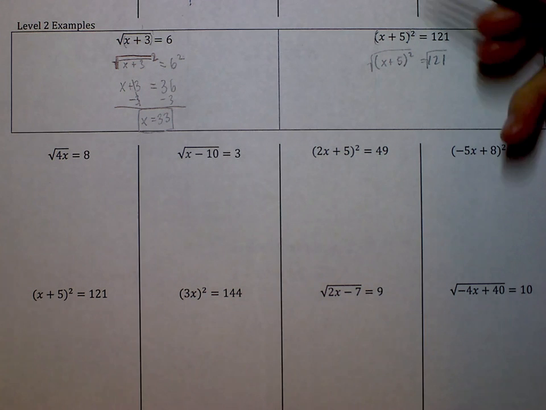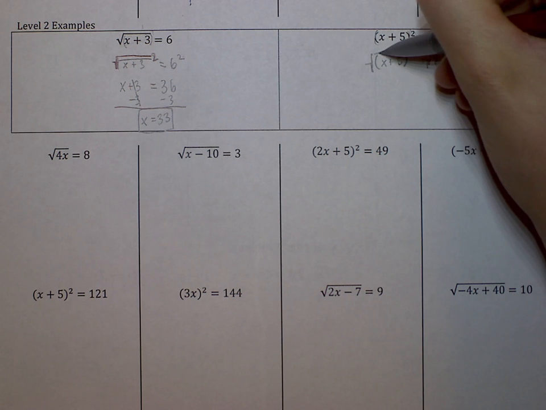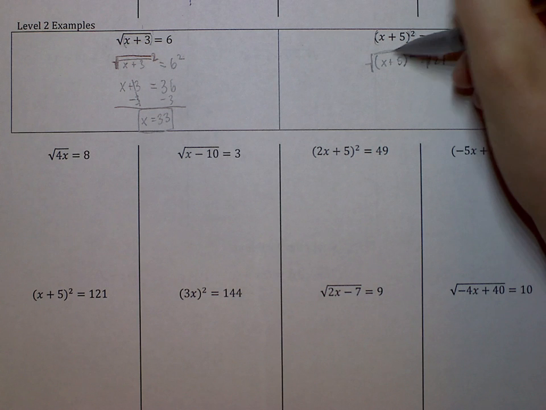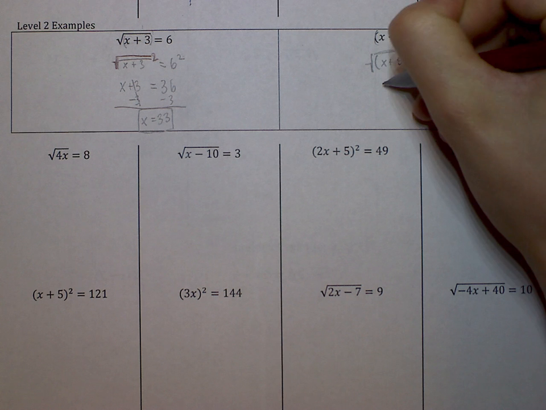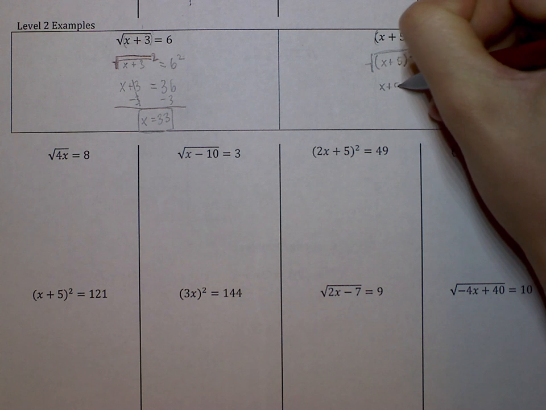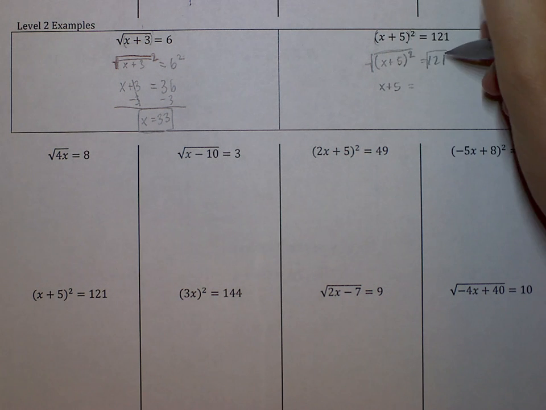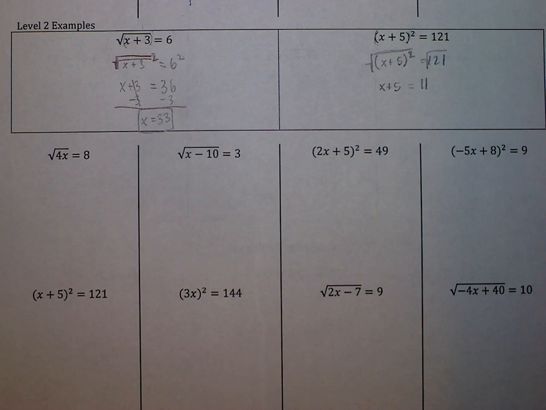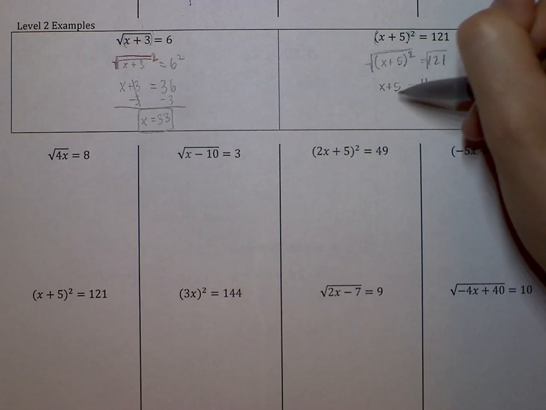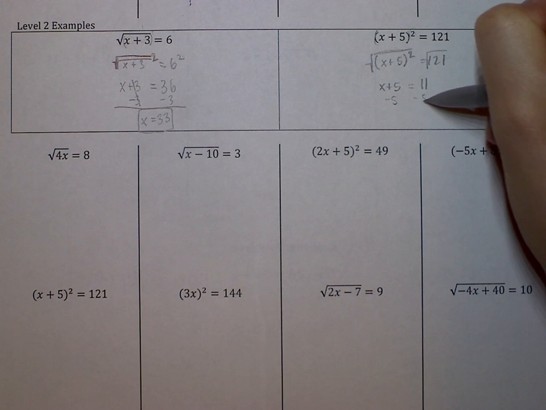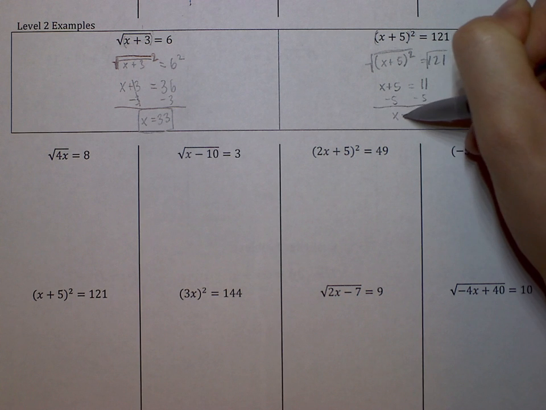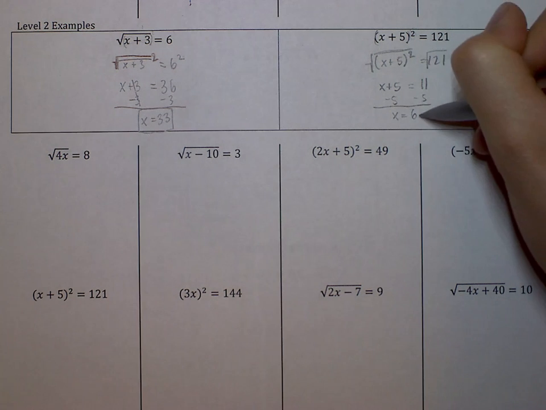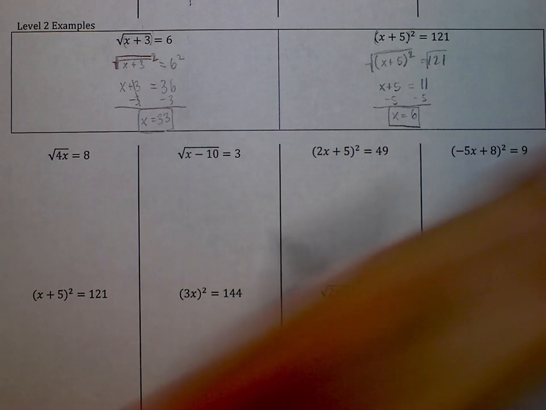And so then what I end up with is this: the square root and the squared, those cancel. So I'm left with x plus 5 equals the square root of 121, right? And this is maybe one that you didn't know, but you should have studied. And so this is 11. And I need x by itself. I'm going to subtract 5 from both sides. And x equals 6. Okay, now it's your turn.